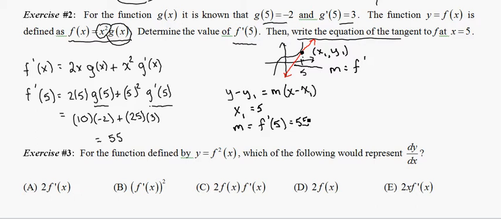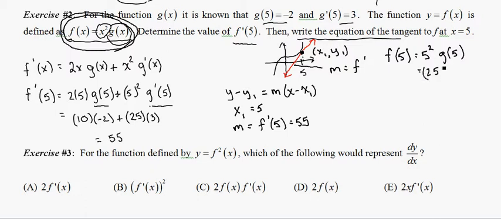But don't forget, the whole real purpose of this equation is to give us the y value if we know the x value. Sorry about how messy that is. But I'm going to just go right up here. I'm going to figure out what f of 5 is. And of course, f of 5 is going to be 5 squared times g of 5. And that's going to be 25 times g of 5, which is negative 2. And that's going to give us a y1 value of negative 50. So I can now say the equation of my tangent line is y plus 50. Remember, I'm getting that because I'm doing minus negative 50. Equals 55 times x minus 5.